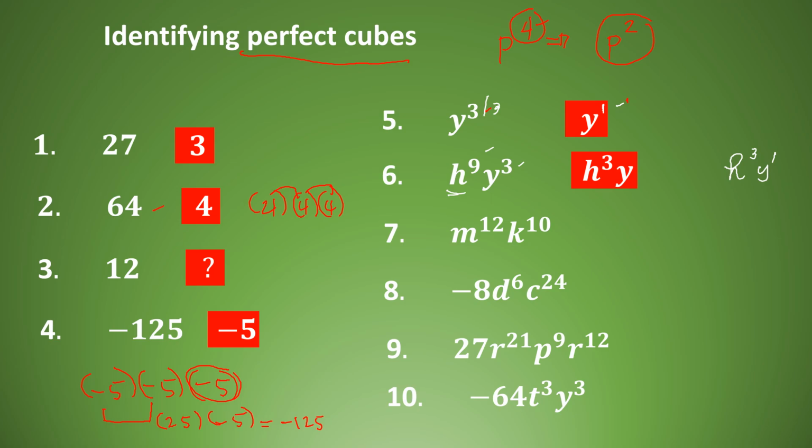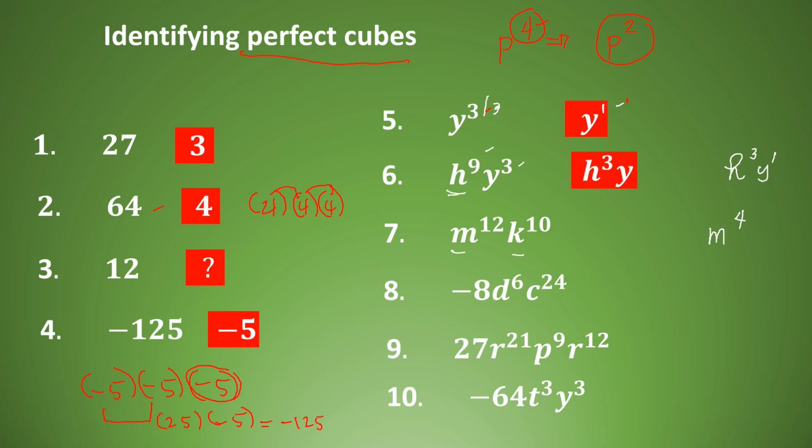What about number 7? M to the 12 and k to the 10. Remember, we have two variables, the m and the k. And so far, the 12 is exactly divisible by 3. And it will give us m to the power of 4 because 12 divided by 3 is 4. But what about the 10? Is 10 exactly divisible by 3? It's not.